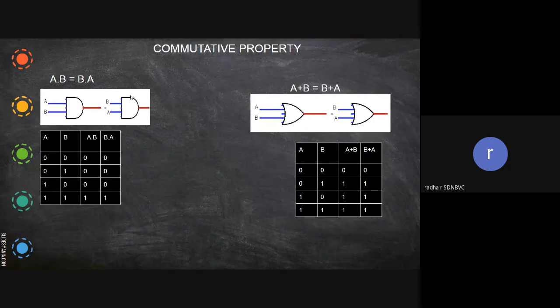Now, for this also, it is another AND gate, BA. So you give different combinations of this. First time 00, then 01, 10, and 11. Then you will be getting this output.